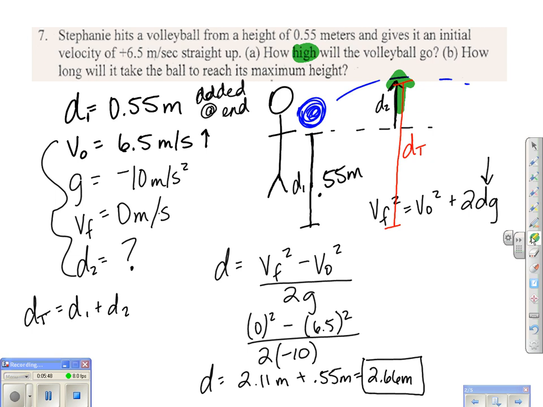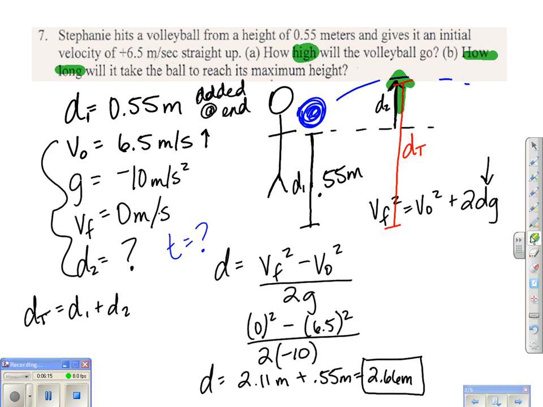Then how long will it take the ball to reach its maximum height? How long is actually time. So I'm also going to solve for time. I have to pick a formula that has time and gravity in it.